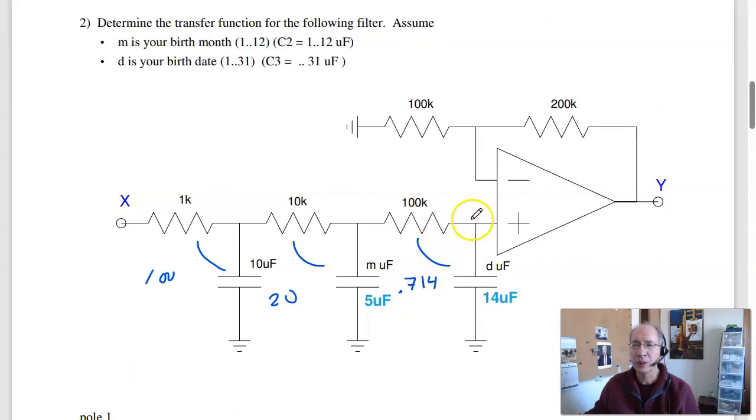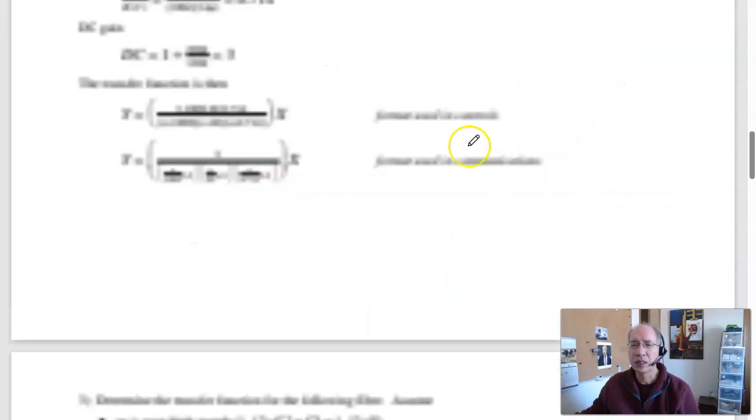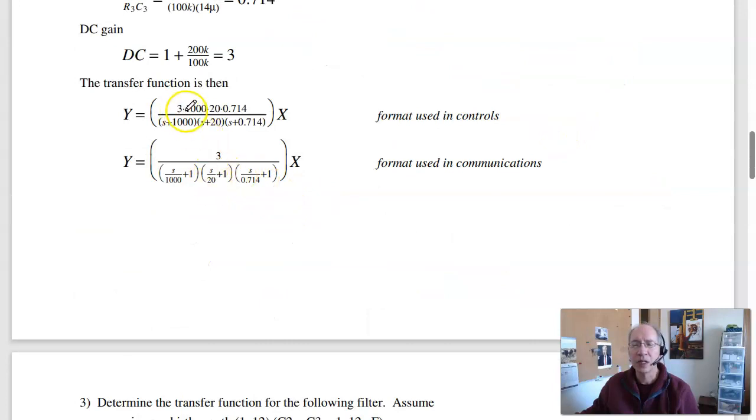So at this point to here, the DC gain is 1. The gain is 1 plus the ratio. So it'll be 1 plus 200 over 100k gives you 3. So that'd be the transfer function, written as we write it in controls: poles at 100, 20, 0.7, DC gain 3.